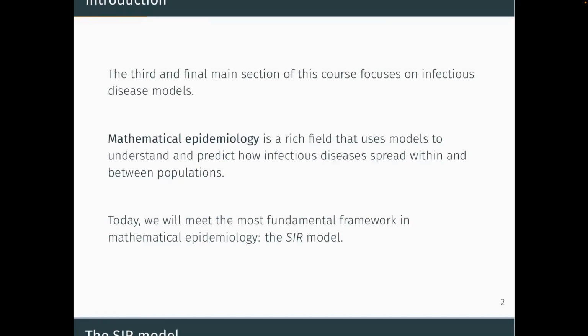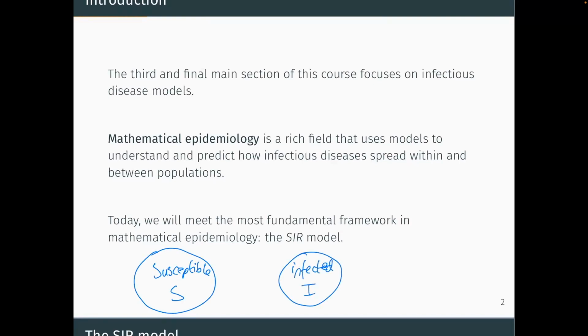In the SIR model, S stands for susceptible. So this is my susceptible class, or S class. I have an infected, I class, and a recovered, which is sometimes just called removed population, or R class. And then we have processes that move us between these classes.